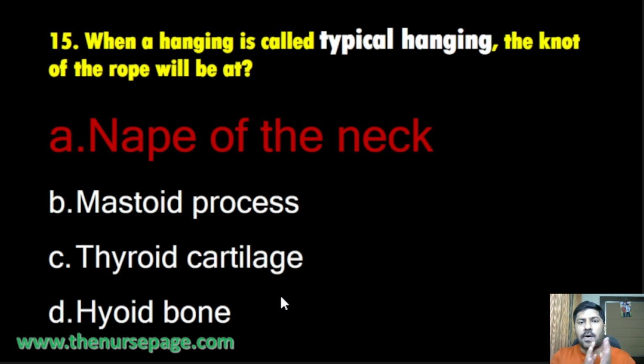The majority, 80 to 90 percent of cases of suicidal hanging, will be atypical. As an example of atypical hanging, the knot will usually be at any side of the neck or face, at the mastoid level. That is a commonly seen hanging type. So that is an example of atypical hanging.